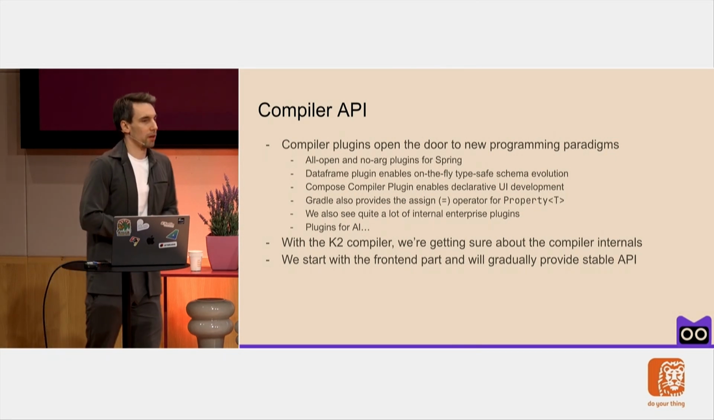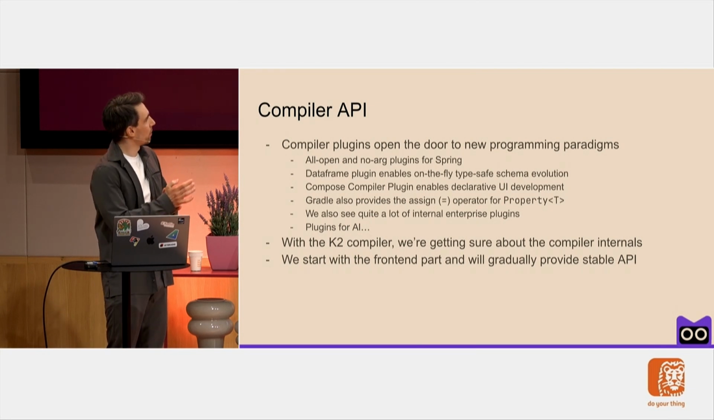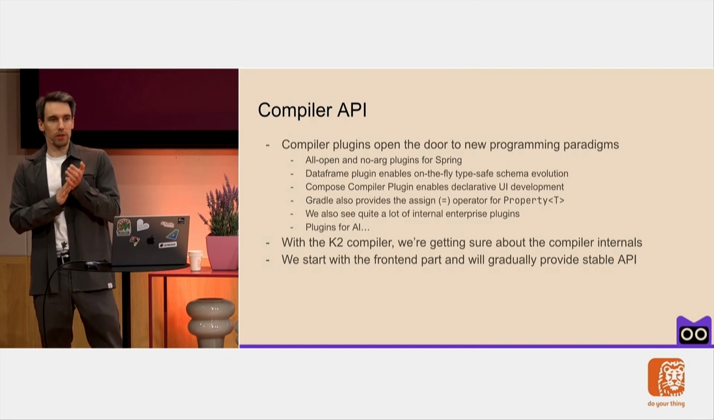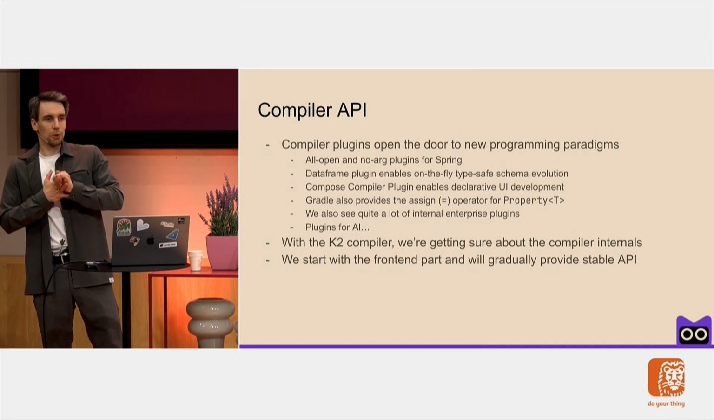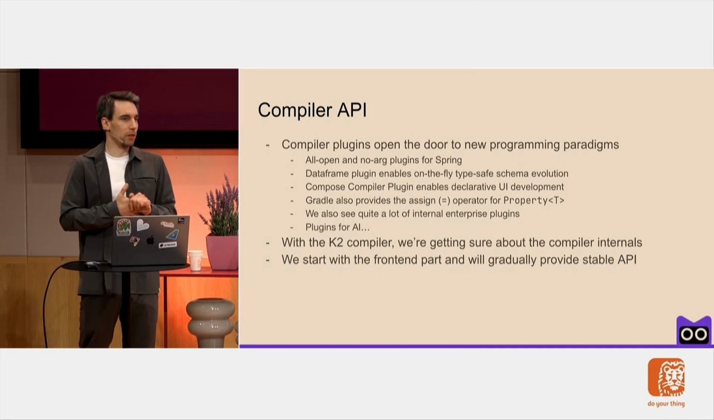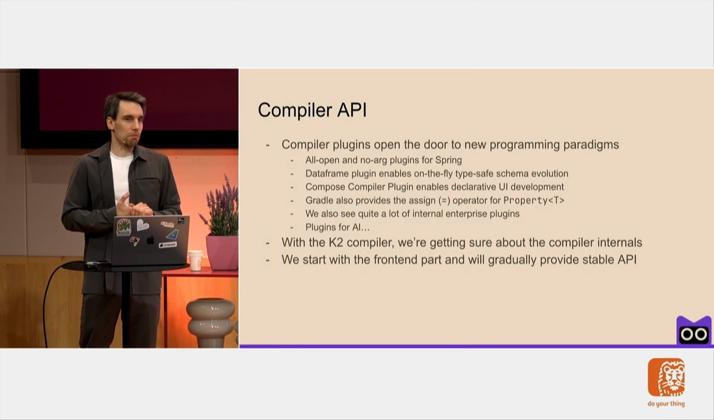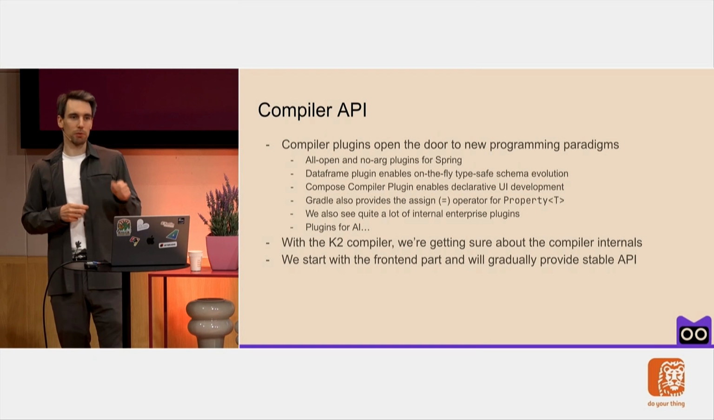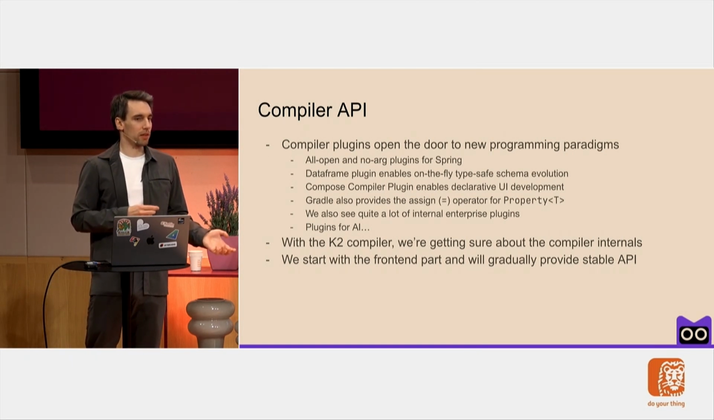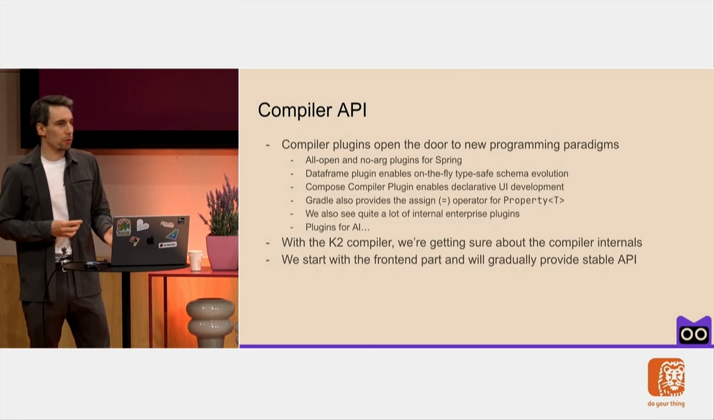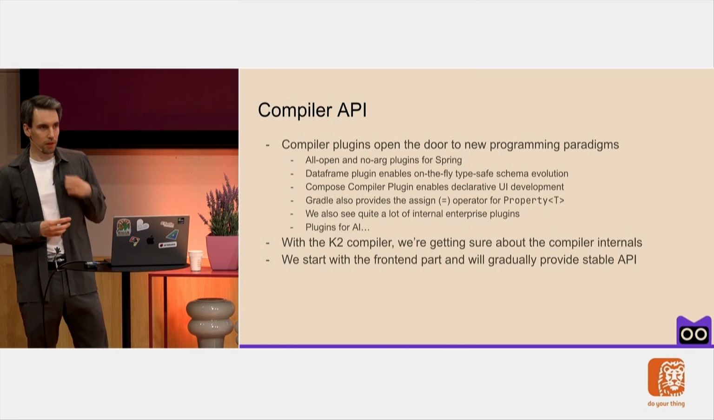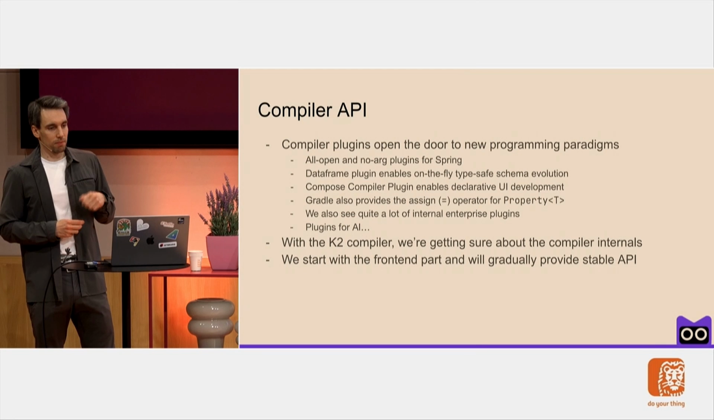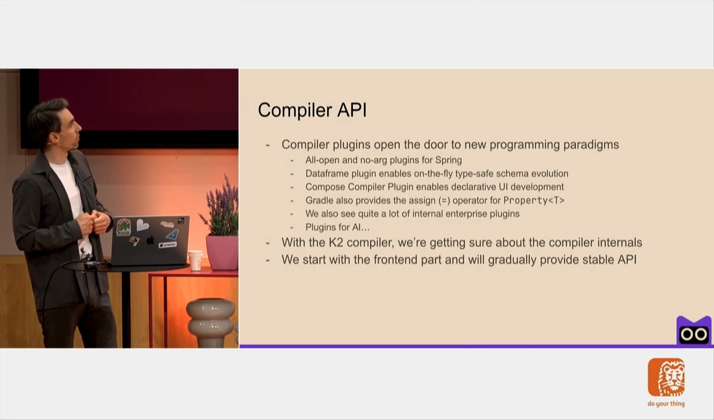But with the K2 compiler, we're getting sure about the compiler internals, and now we're experimenting with a stable compiler API, mostly for the front-end part. So it will allow you to add custom checks. For instance, if you want to check that you shouldn't call this function, or you should call it with specific parameters, it will be possible to extend the compiler easily and add it as a warning. Or if you want to do some code generation, it will also be easier to use the compiler API at some point relatively soon.